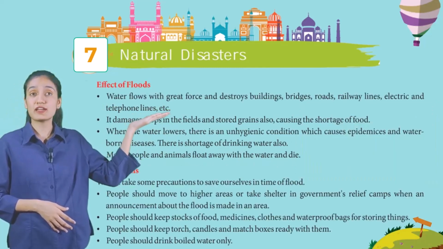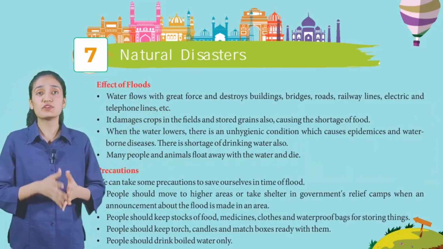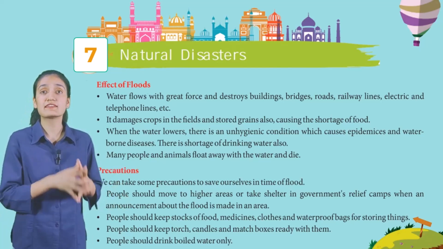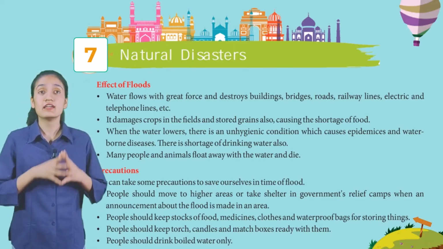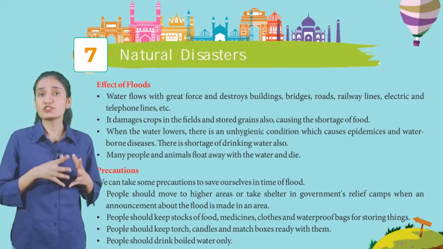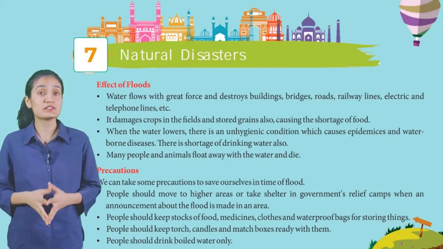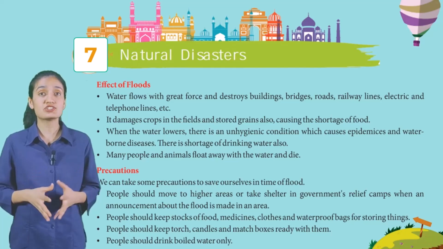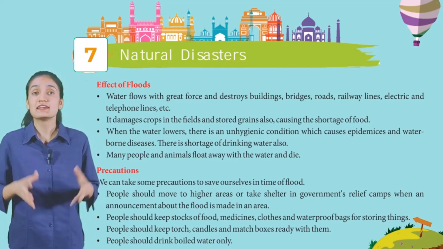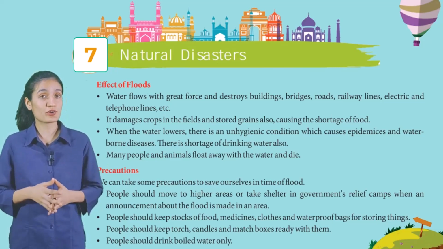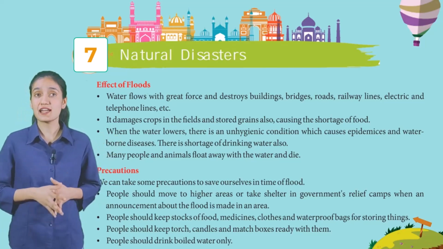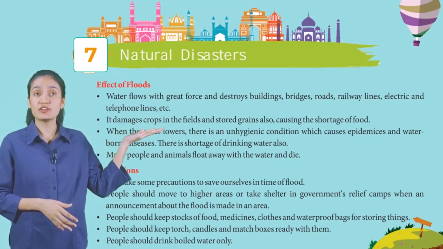Now let's see the effects of floods. Water flows with great force and destroys buildings, bridges, roads, railway lines, electric and telephone lines, etc. It damages crops in the fields and stored grains also, causing the shortage of food. When the water lowers, there is an unhygienic condition which causes epidemics and waterborne disease. There is shortage of drinking water also. Many people and animals float away with the water and die. Here are the precautions we can take.